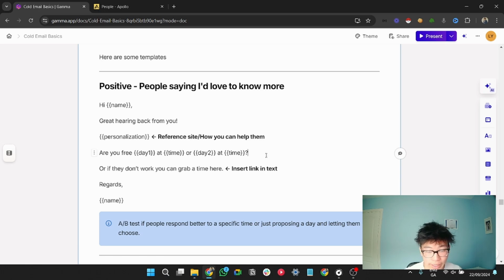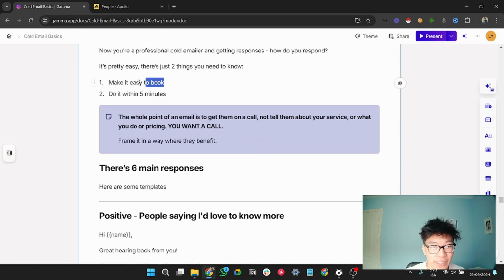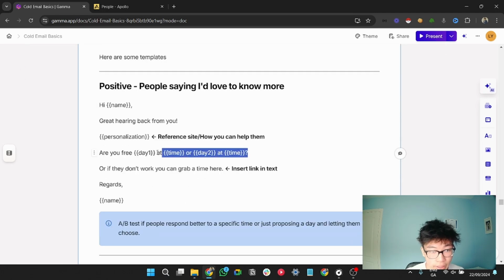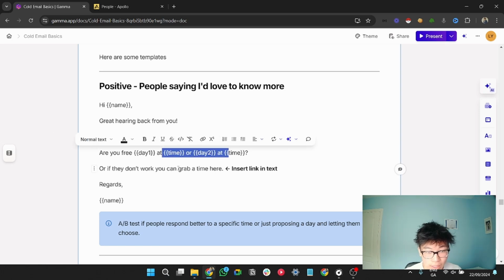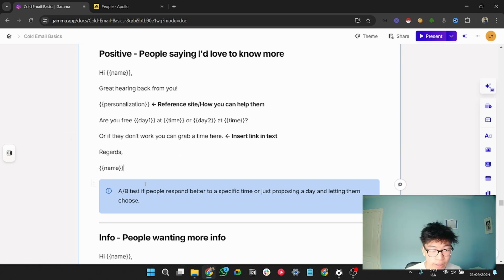So then you insert links. So this is your calendar. Make sure you always have a calendar. And this is what I mean by make it easy to book. You give them a time. If it doesn't work, then they can book, right? You don't just send a link. So you either give them times, or you give them times and a calendar. Both work. Regards, name.